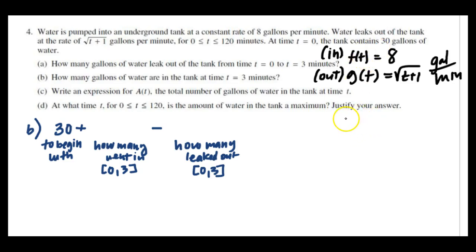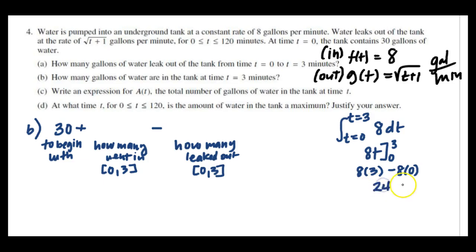So I'm going to go ahead and put that off to the side. I can find the integral from t equals 0 to t equals 3 of the going in function, 8 dt. So the antiderivative of 8 is 8t from 0 to 3. And then we'd substitute in 3, so 8 times 3 minus 8 times 0 is exactly 24. So 24 gallons went into the tank during the first 3 minutes.